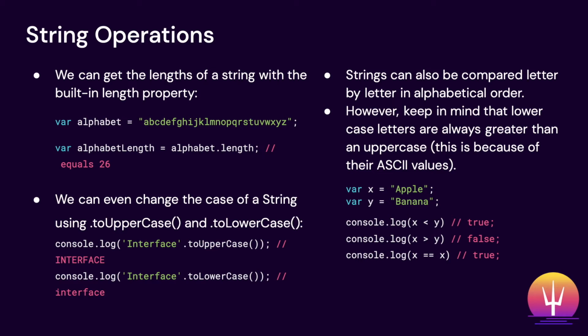So if we wanted to, we can also change the case of a string using .toUpperCase and .toLowerCase. So for instance, if we took our variable alphabet again and we did .toUpperCase on it, then all of the letters right here in the alphabet would end up being uppercase characters.